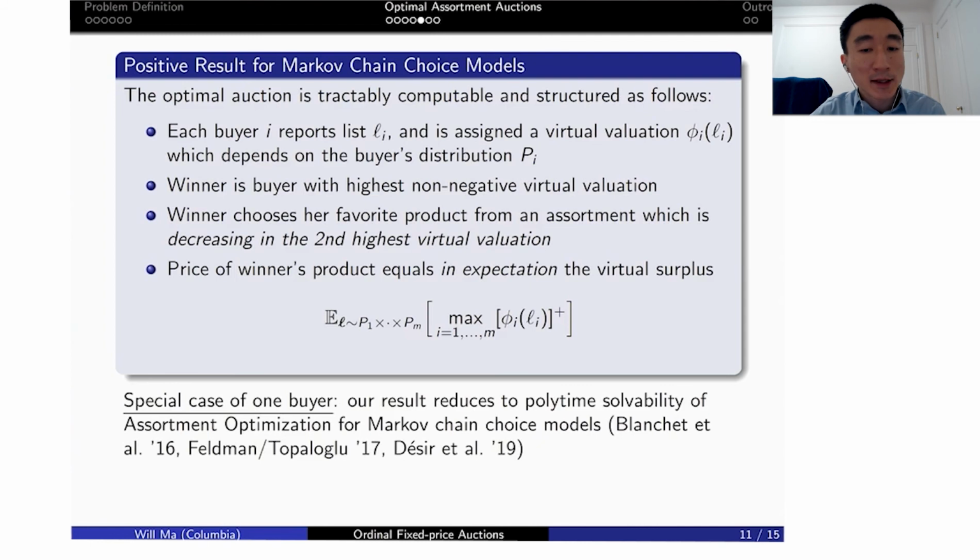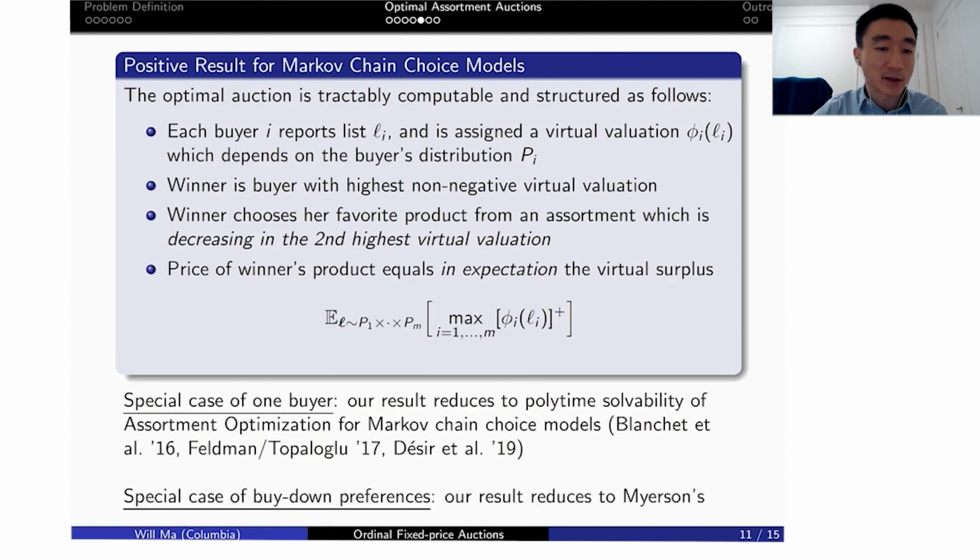So in the special case of one buyer, we can show that our optimal auction actually just corresponds to offering the revenue maximizing assortment to that buyer. And our work implies a new way of computing this optimal assortment. It's already been known that assortment optimization for Markov chain choice models is polytime, but the special case of our result for one buyer derives a new way of generating an optimal assortment.